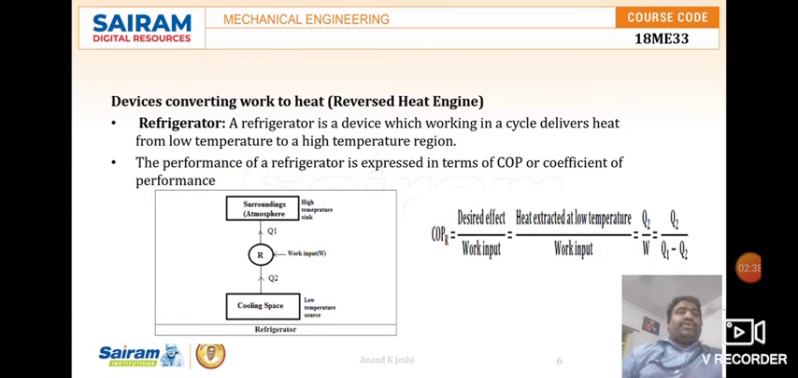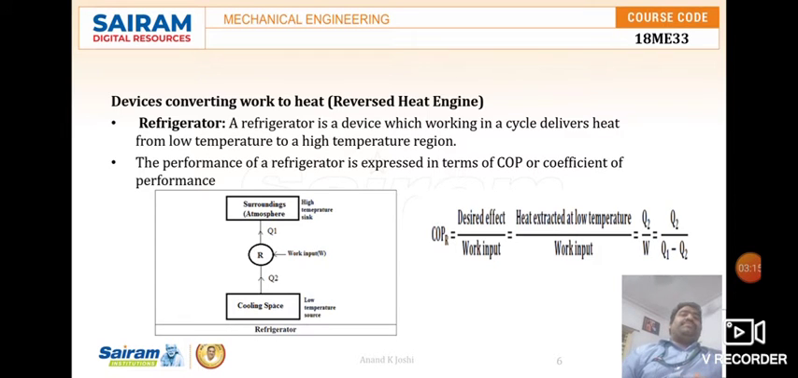to the atmosphere. So the COP of the refrigerator we define as the desired effect divided by the work input. What is the desired effect here in this case? That is the heat extracted at low temperature, Q2. And what is the work input? That is the refrigeration work, Q1 minus Q2. So this is about the refrigerator, how work is converted. It is exactly the reverse of the heat engine. Okay.